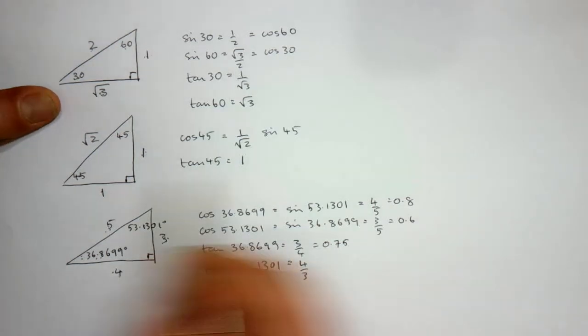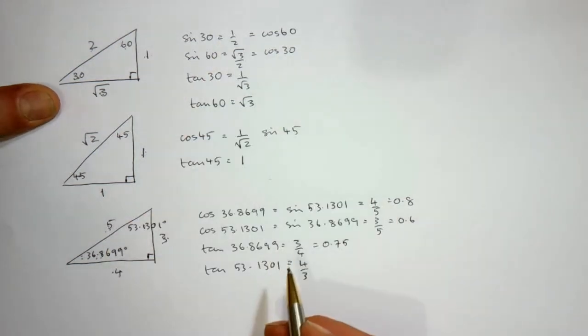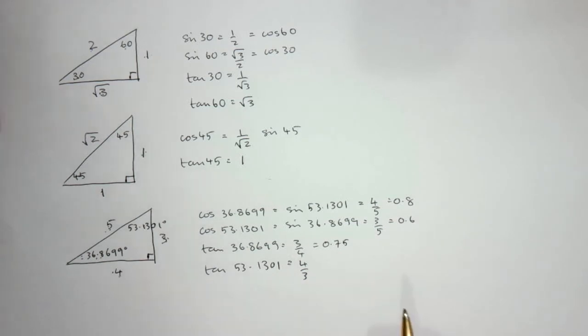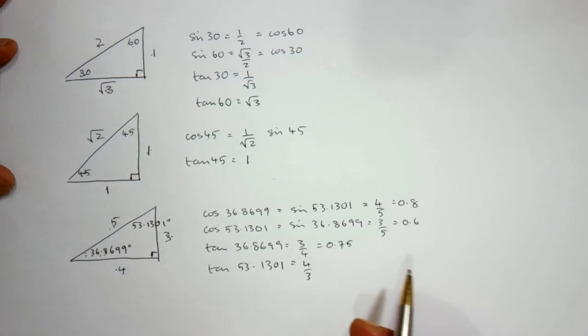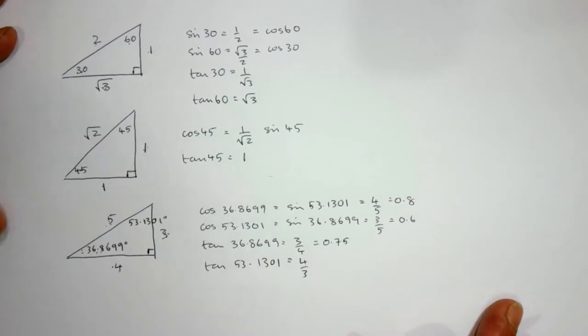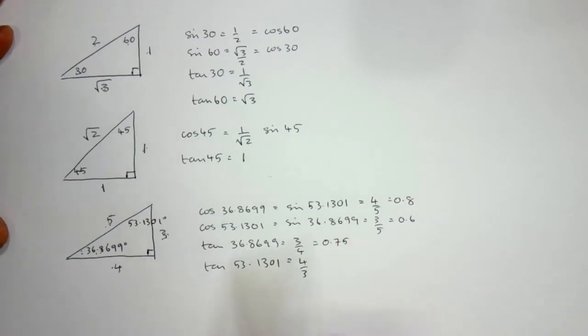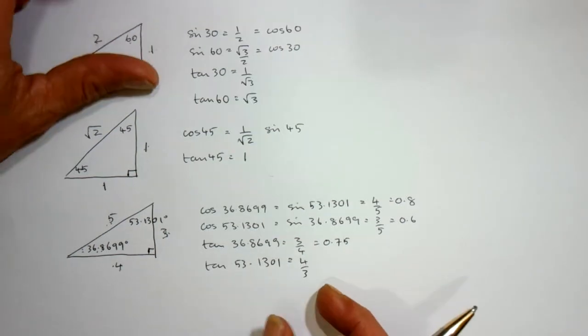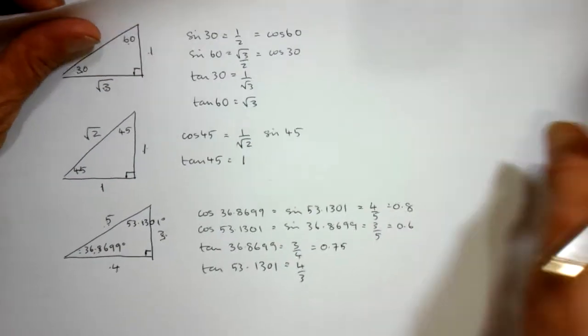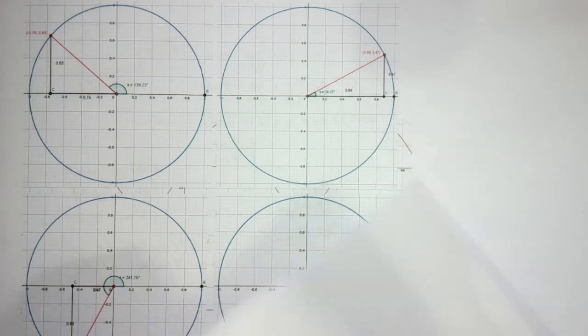Okay, so based on these, we can draw a table in a minute, but we need to have a look at some graphs first. But before we have a look at the graphs, there are a couple of interesting things that we start to see from things like this. I'm going to draw another triangle.